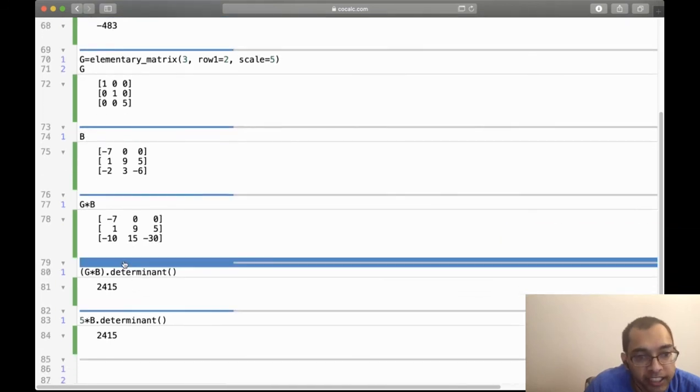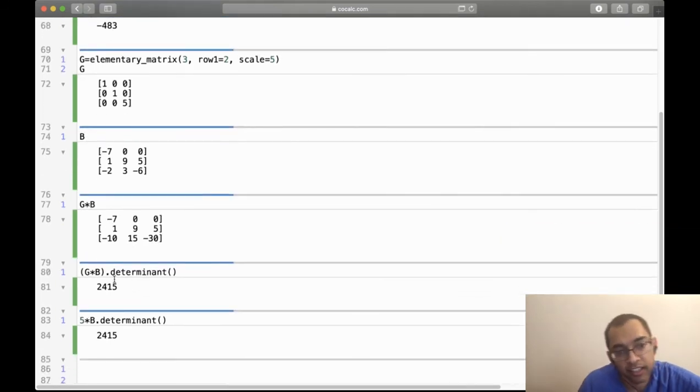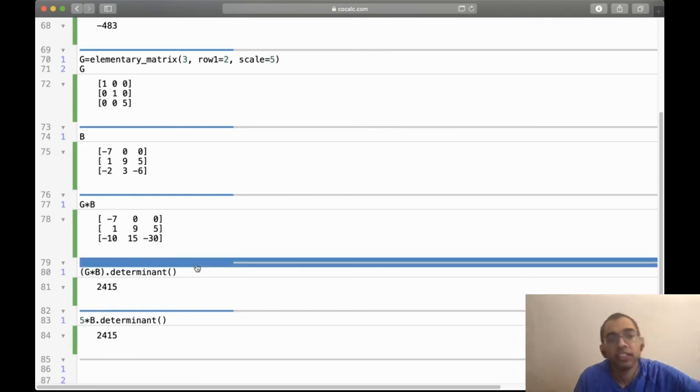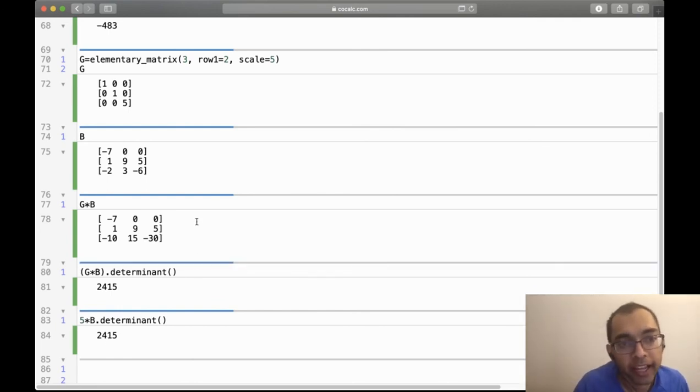And then the determinant of that matrix is this, whereas 5 times the determinant of B is exactly the same thing. So this is illustrating the fact that if you do the elementary row operation corresponding to multiplying through a row by a certain scalar, the determinant gets multiplied by that scalar. And that's pretty clear from the expansion along minors definition of determinant.